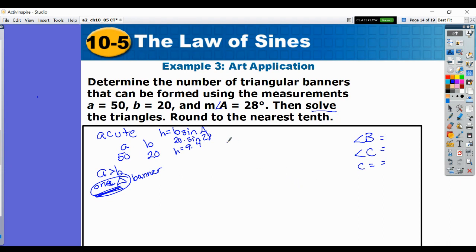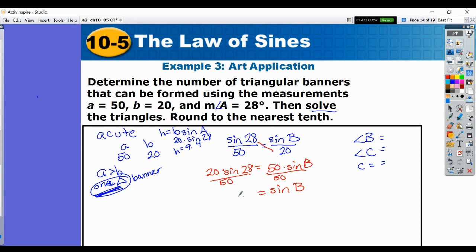We can use the law of sines now. So let's go sine of angle A, 28, over angle A goes with little a, so 50, equals, I know little b is 20, so I'm going to put the 20 down here on the bottom, and sine of angle B on the top. Now, in order to solve this problem, I only have one thing I don't know, the angle B. I'm going to cross multiply, so I get 20 sine 28 equals 50 times sine of B. When I go to solve this, I'm going to type in my calculator, 20 times sine of 28 divided by 50.